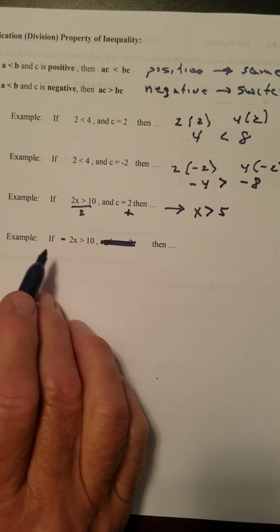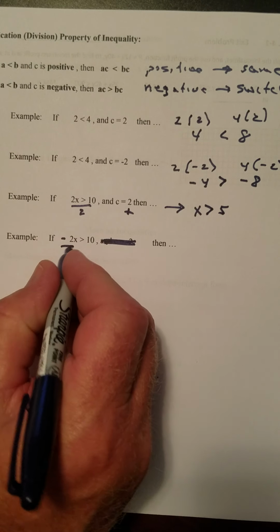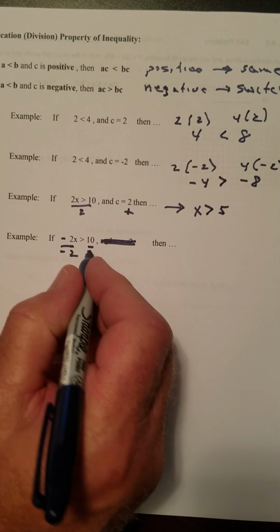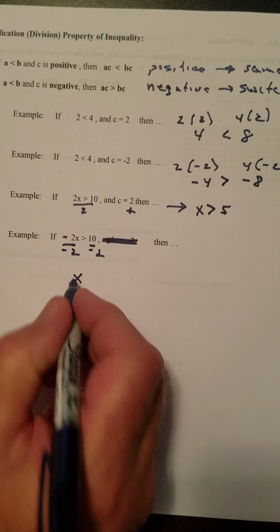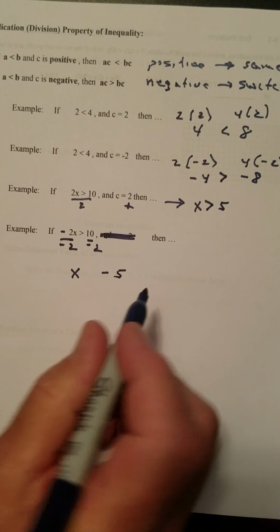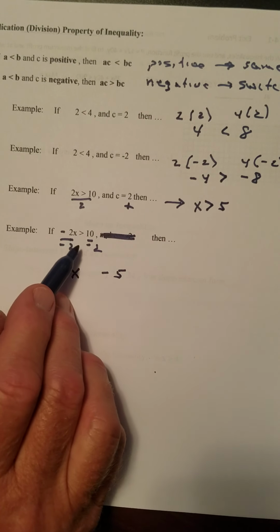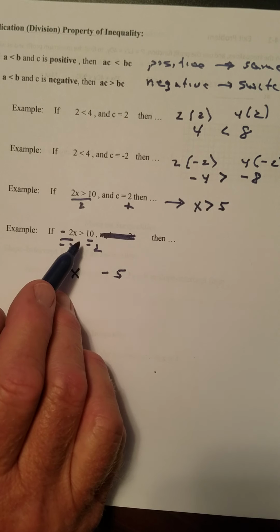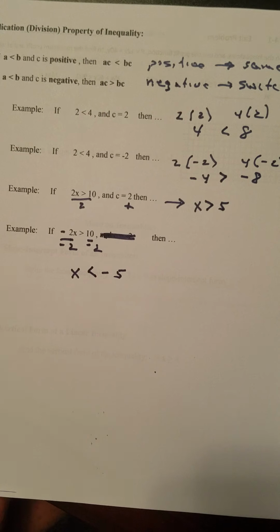So now let's say I've got negative 2x greater than 10. I'm going to divide that side by negative 2. I'm going to divide that side by negative 2. So the negative 2's drop out. I got x. 10 divided by negative 2 is negative 5. Okay. So since that was greater than, I divided by a negative. I'm going to switch the sign, so instead of greater than, that becomes less than.